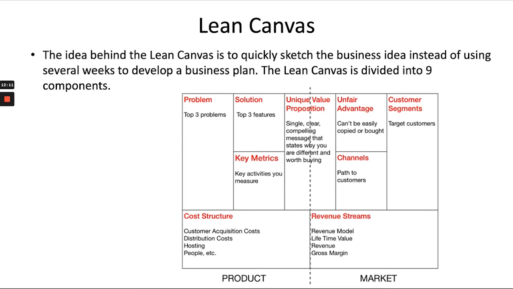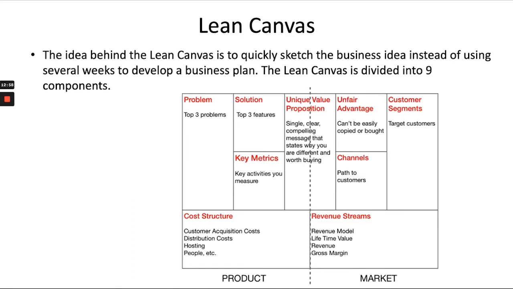But the idea behind the Lean Canvas is to quickly sketch the business idea instead of using several weeks to develop a business plan. The Lean Canvas is divided into 9 components. These 9 components are the problem, which is, again, you start with the problem, customer segments, and then you will define the solution and why your solution is unique. Then you would need to define if you have any unfair advantage, which channels you will use to sell your product, what key metrics you would use to actually measure your success, your cost structure, and your revenue streams.